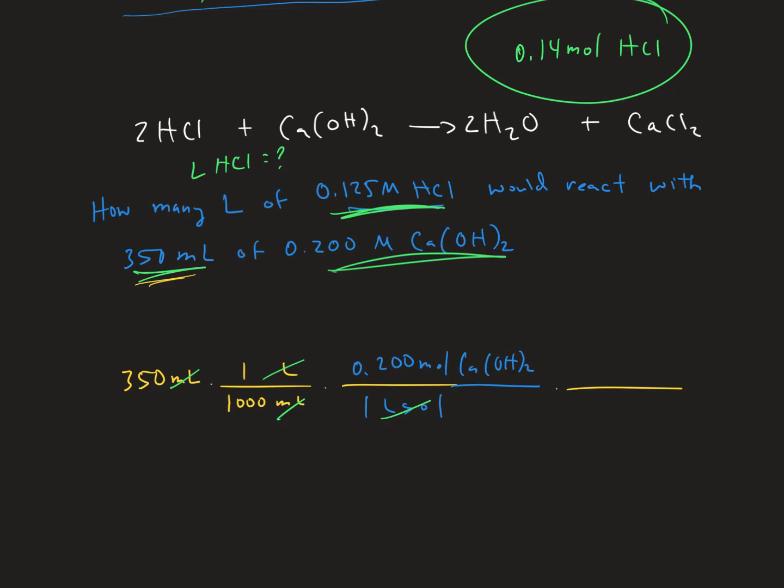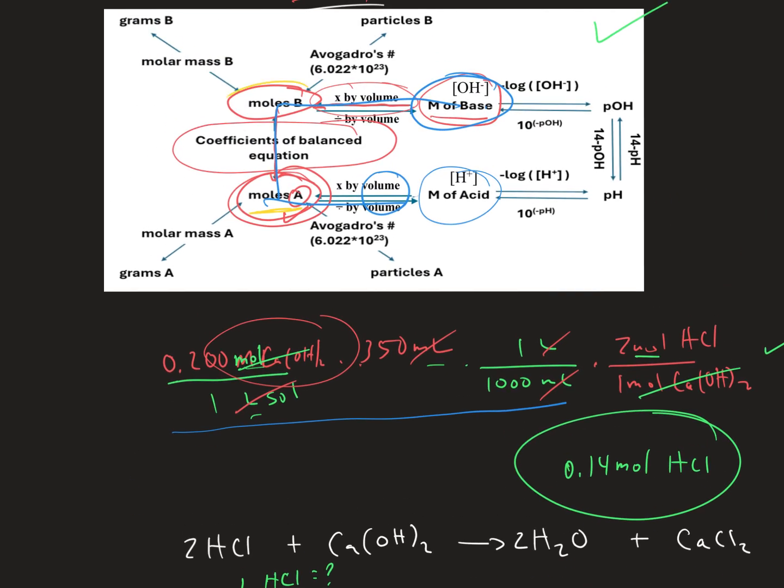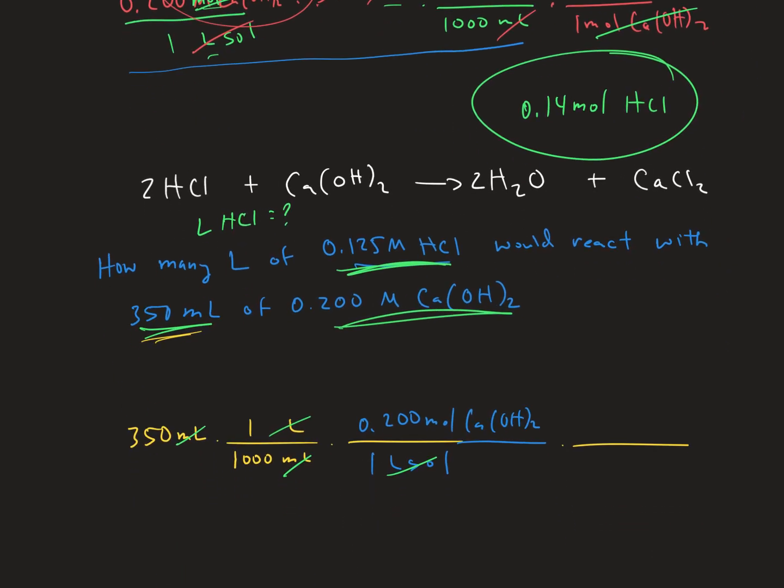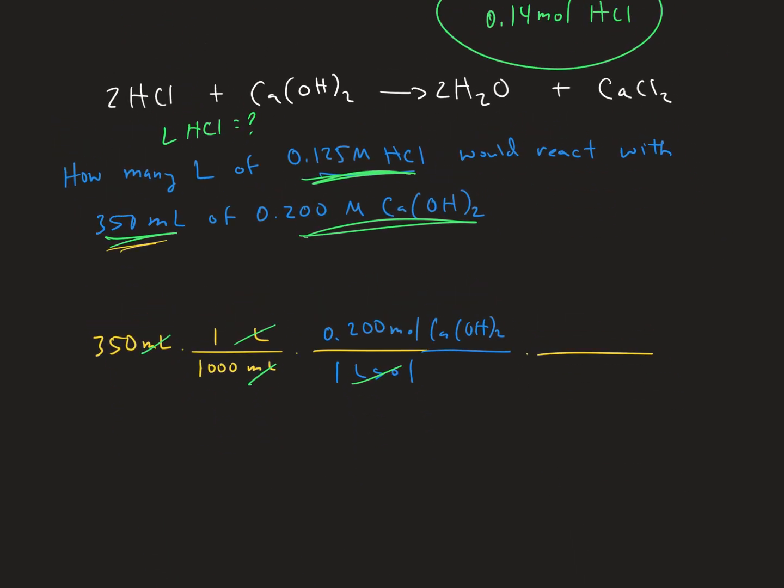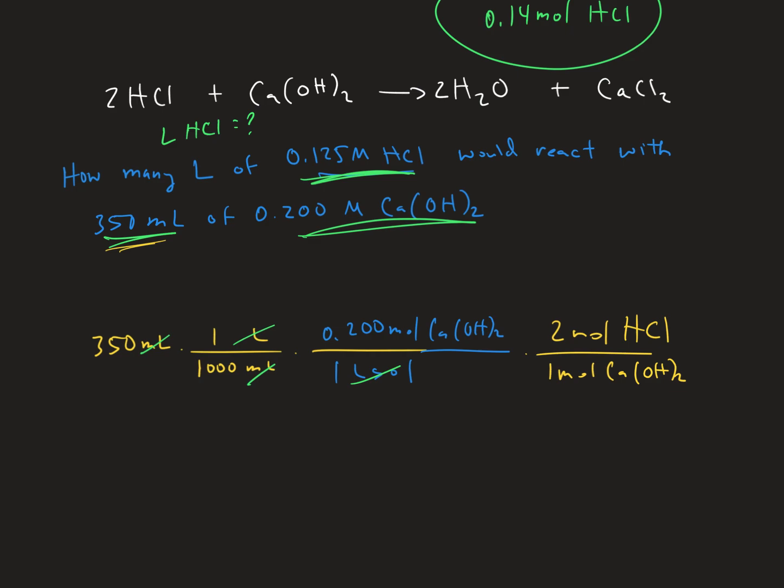Okay, after we're done with this, we can take a break, unless we have questions. Now we have moles of our base. So now we're right here. Now we use the mole to mole ratio to get to moles of our acid. And it's still the same ratio. 1 mole of calcium hydroxide to 2 moles of HCl. Moles of our base go away. We have moles of acid.